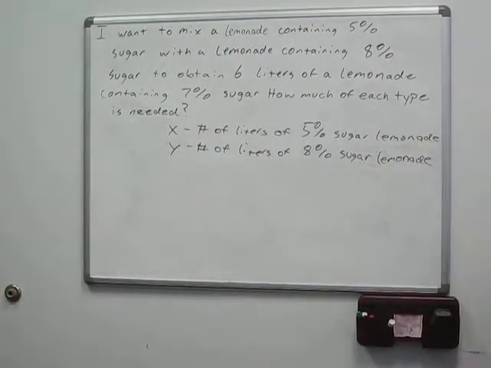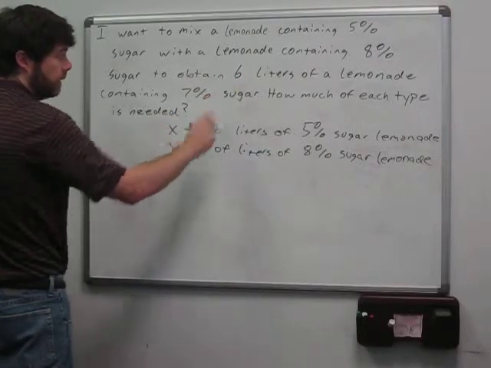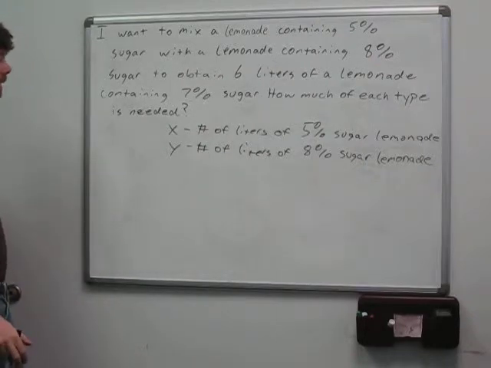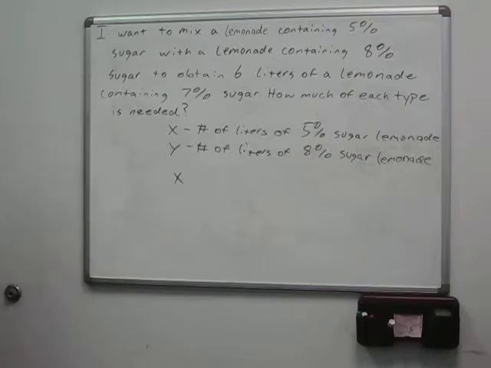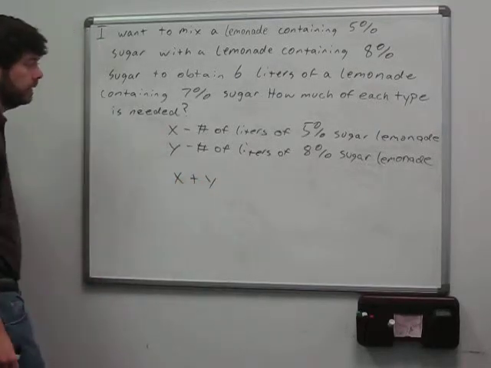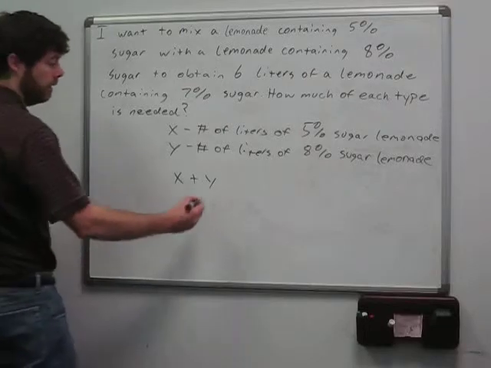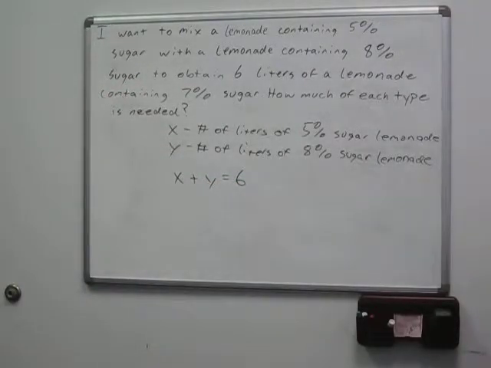Okay. And with these two unknowns, this question presents us with two equations. On the one hand, we want to get a total of 6 liters in our final batch of lemonade. So the number of liters of the 5% plus the number of liters of the 8% has to be equal to 6.